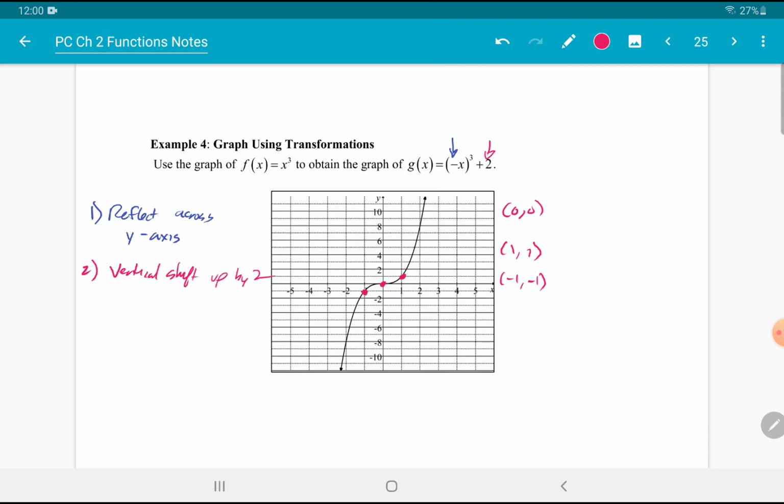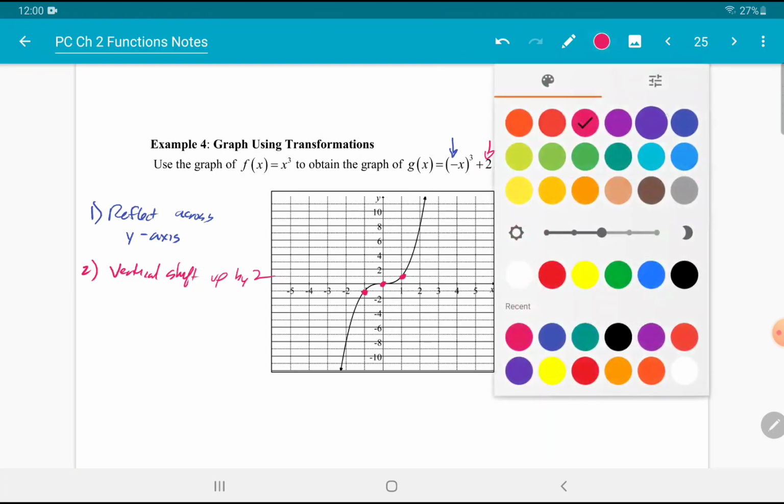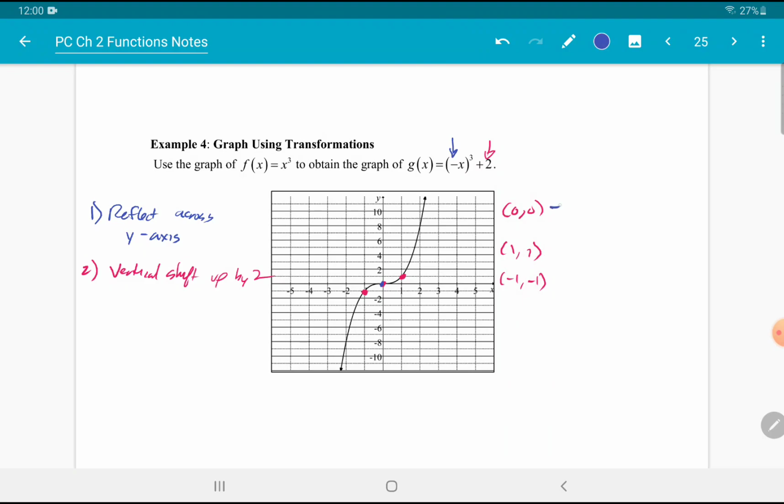So first thing we're going to do is reflect the graph across the y-axis. Well, 0, 0, if we reflect that across the y-axis, that basically stays put at 0, 0. If we reflect 1, 1 across the y-axis, that'll get put over here. That's going to be at -1, 1. And then if we reflect -1, -1 over, we're going to reflect that over to 1, -1. Okay? So we're basically reflecting everything. So in essence, what you'll have seen with transformation 1 is your graph would have looked something like this, right? But we know that's not the end result.